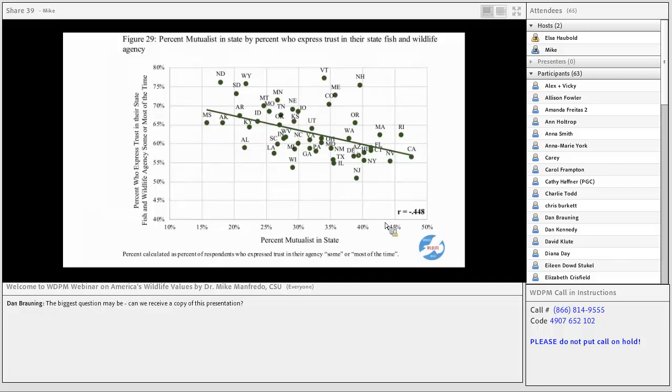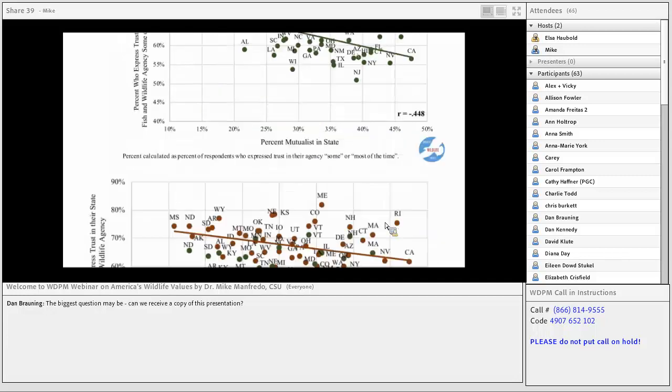But we do see that the more mutualists in a state, the lower the trust in the state wildlife agency, going from North Dakota in the 75-80 range down to the 55-60 range in California. That's a substantial drop and change. Now, because we had a similar result in the 2004 study, you might think, well, this is simple. The more mutualist in a state, the more likely you're going to have distrust. But that's not what it was.